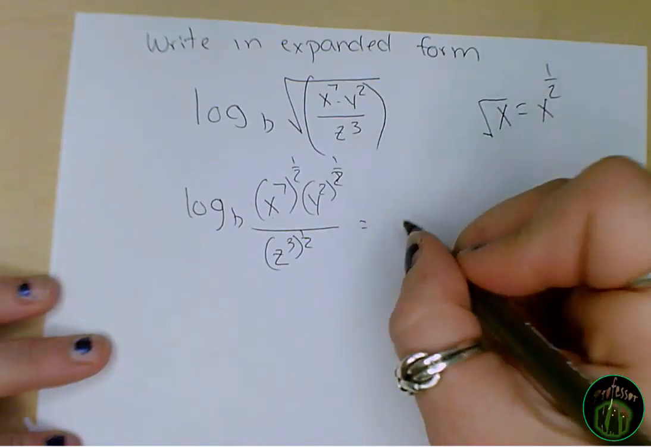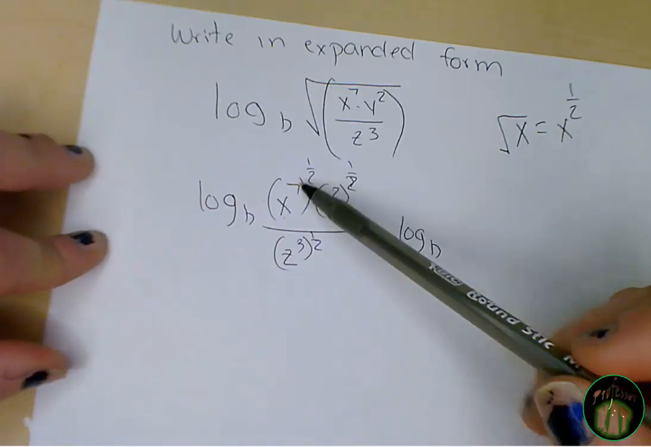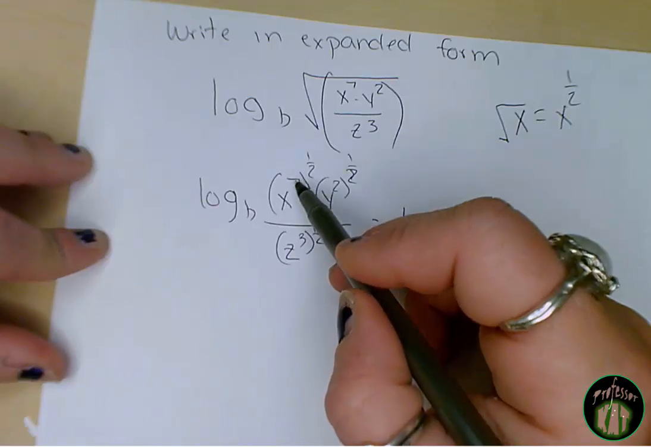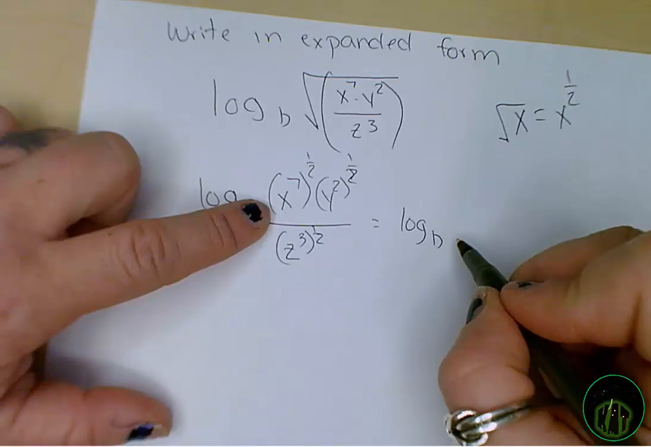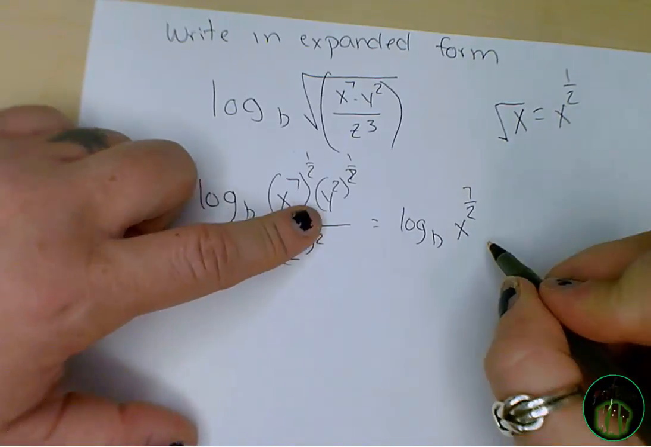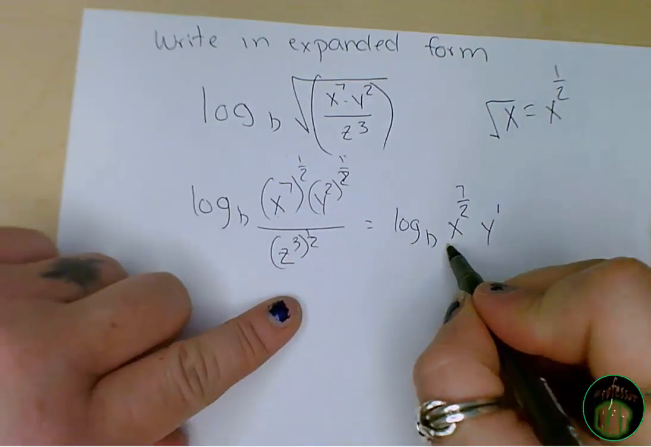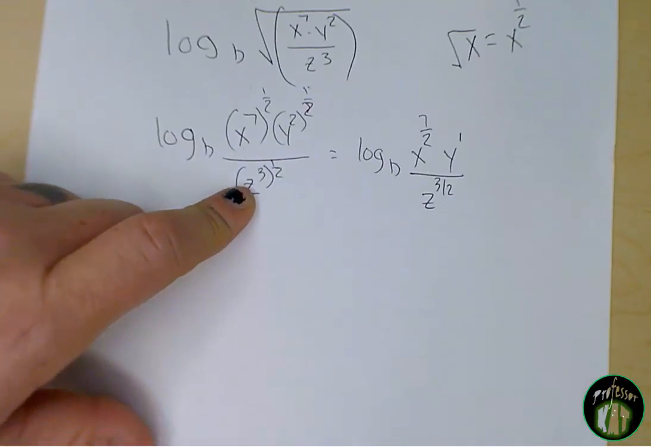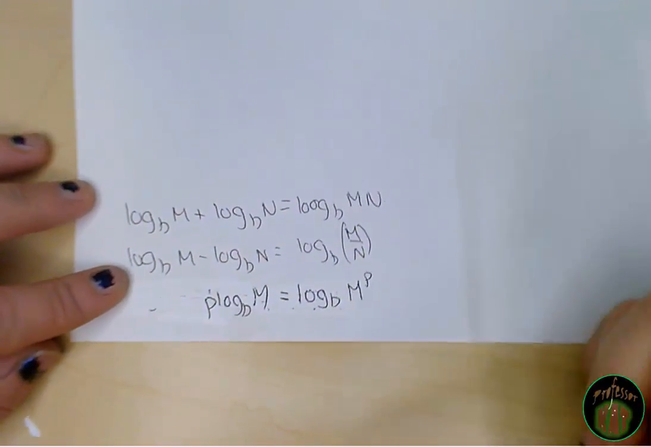Which means when we simplify this, we need to know our power rule for exponents, which tells us when we have a power raised to a power, we multiply those exponents. So 7 times 1/2 is 7/2, so this is x to the 7/2. This is y to the 1st, since 2 times 1/2 is 1. Over here, 3 times 1/2, let's just call that 3/2.